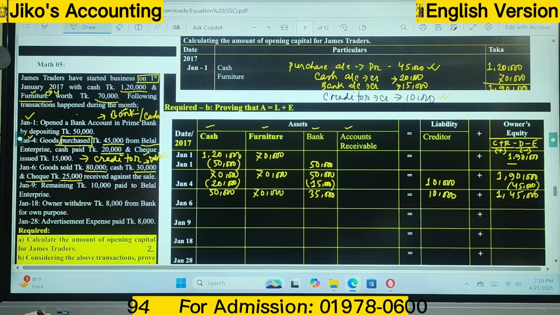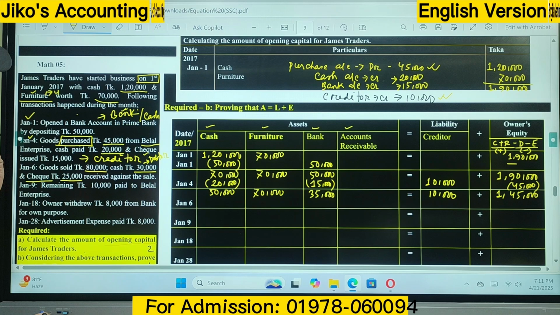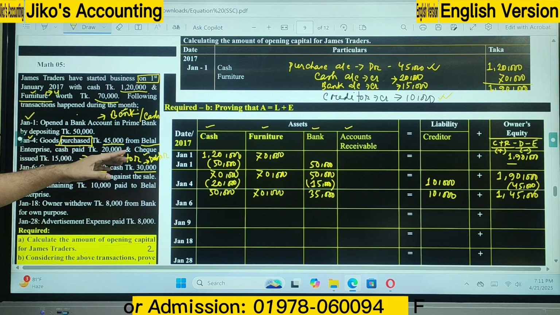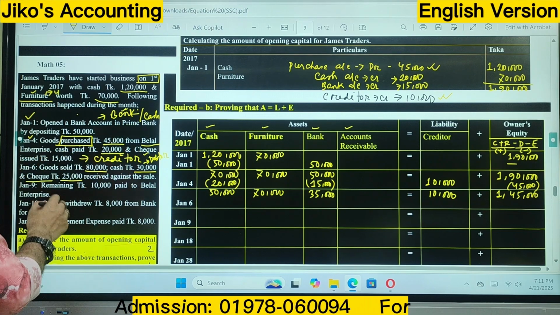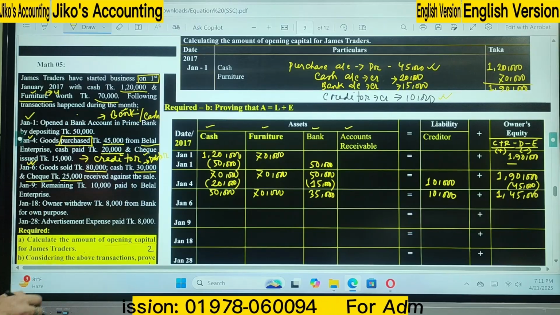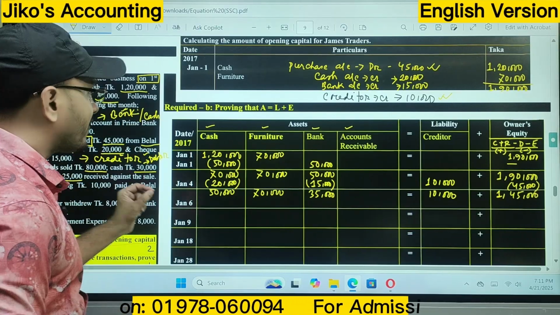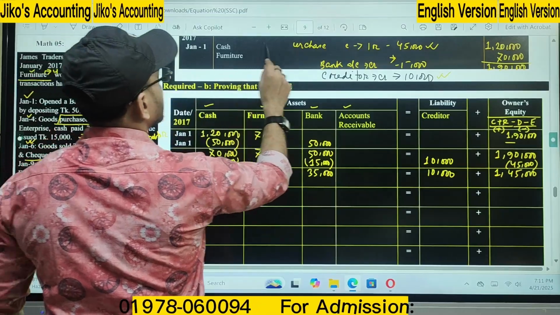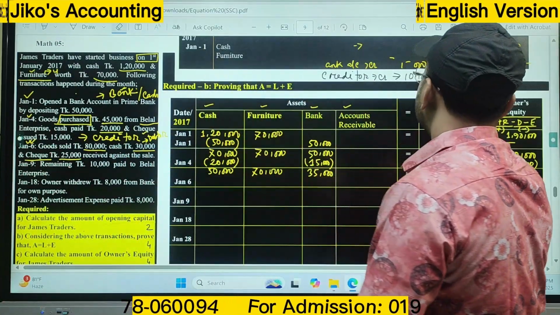It's okay, sir. January 1, then January 4 is done. Goods purchase is done. Now, January 6. Goods sold taka 80,000. Fine. Okay, sir. Try to get this.